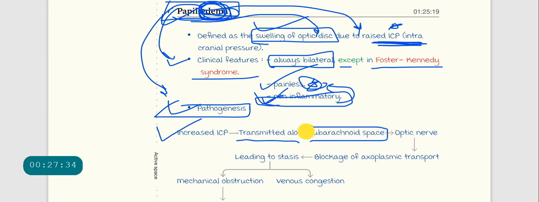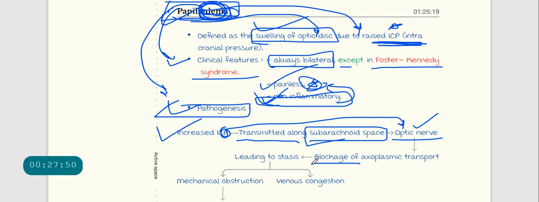Okay, so the optic nerve would be under pressure, and this would block the axoplasmic transport, which will lead to stasis. When stasis occurs, there is edema, and you can see congestion also, which will further lead to edema.